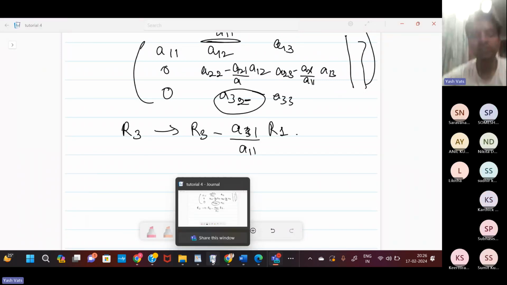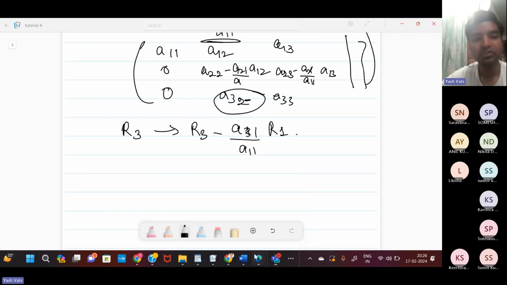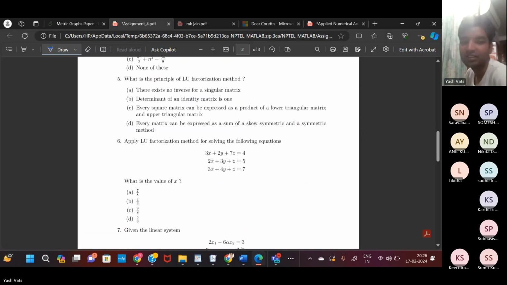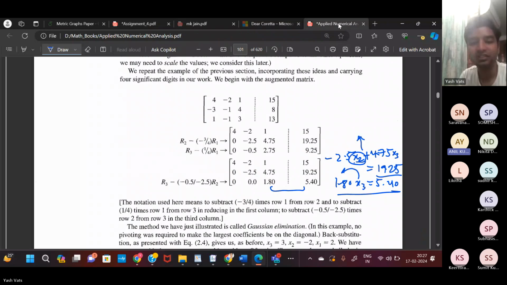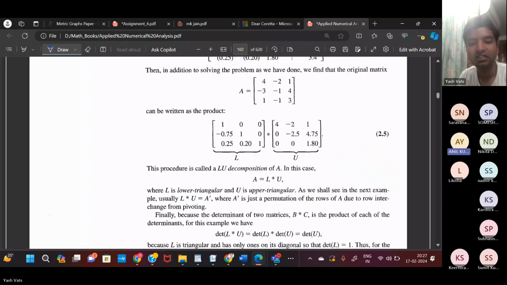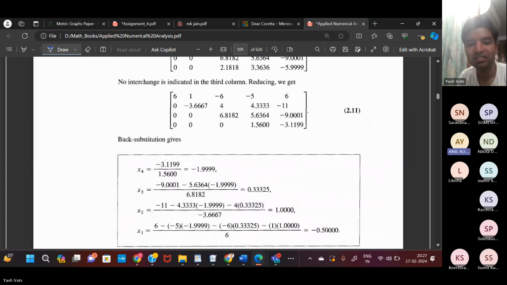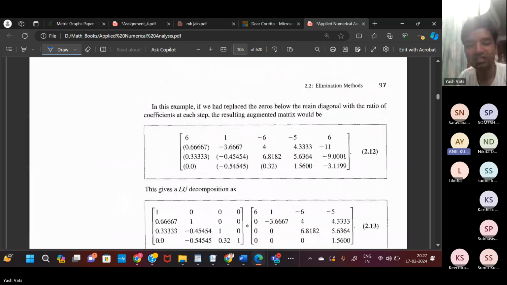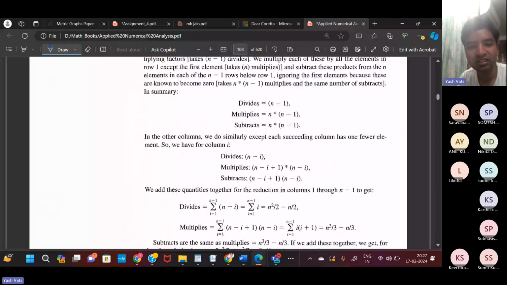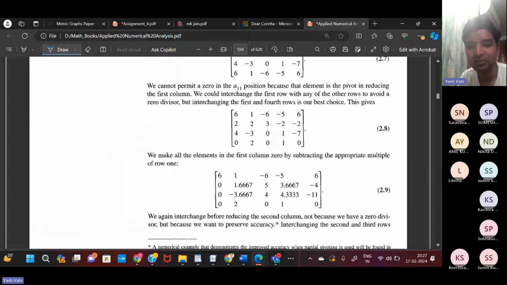Okay, let's go with it. You try to find out this answer, which is the principle of LU factorization method. So, anyone knows LU factorization? How to do it? Sir has covered only the Gauss elimination method in previous lectures. Only Gauss elimination method is covered. And before that, the root finding algorithms.